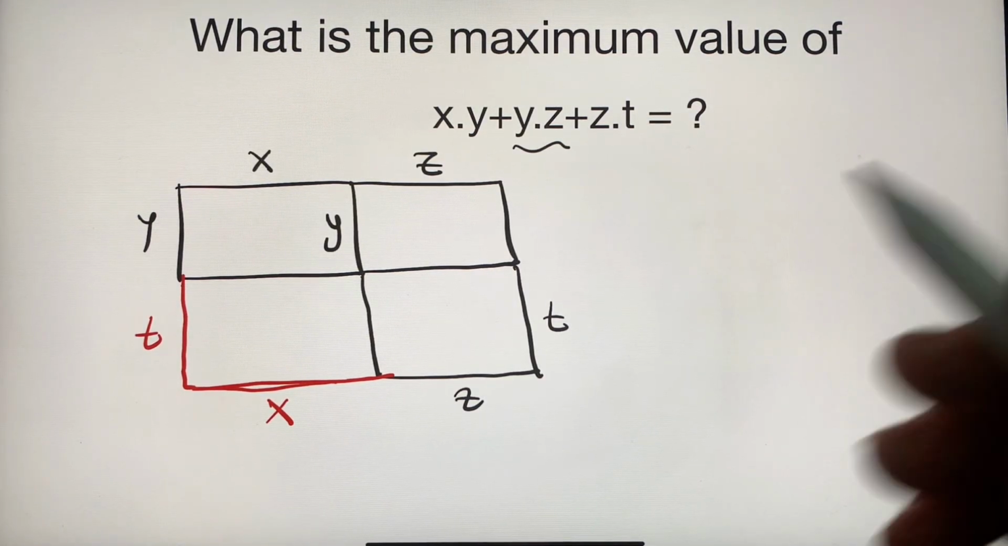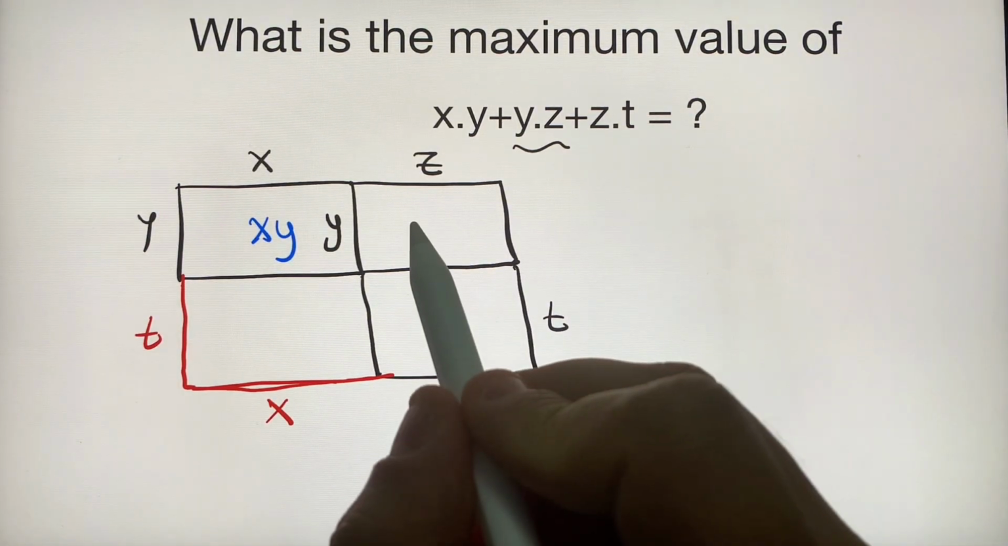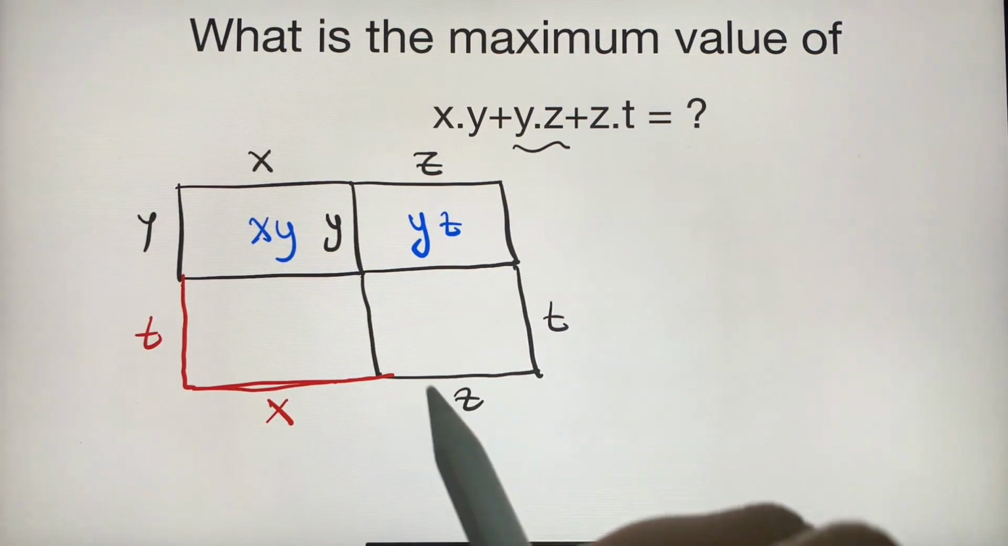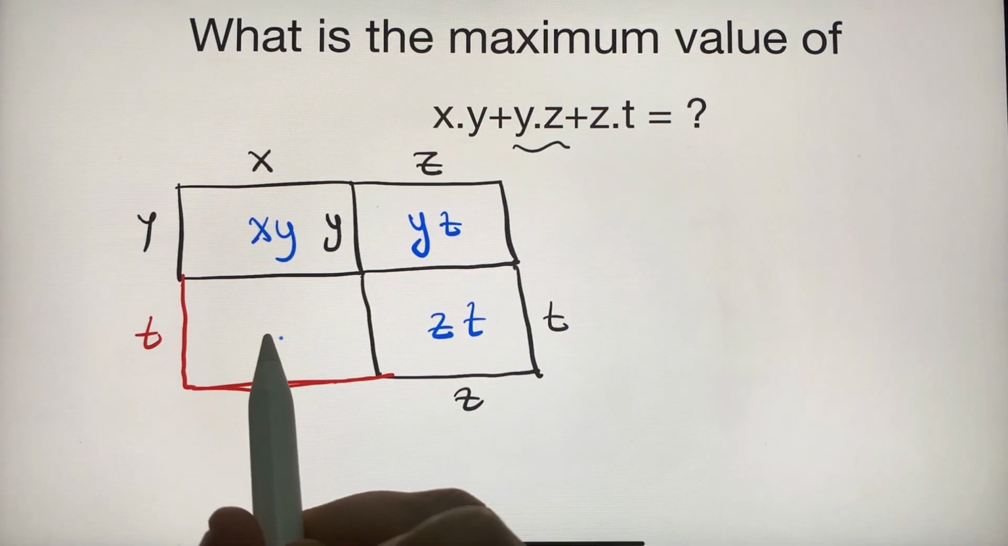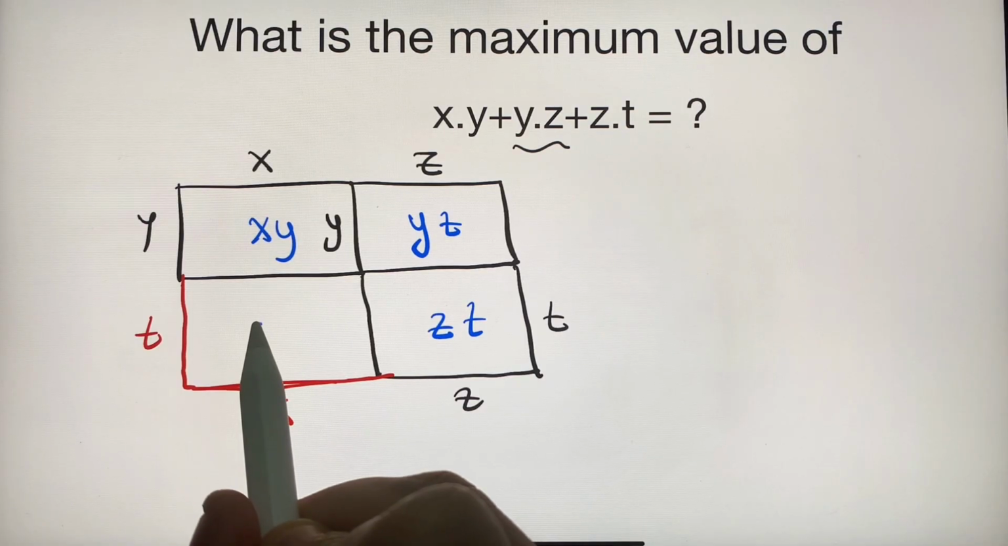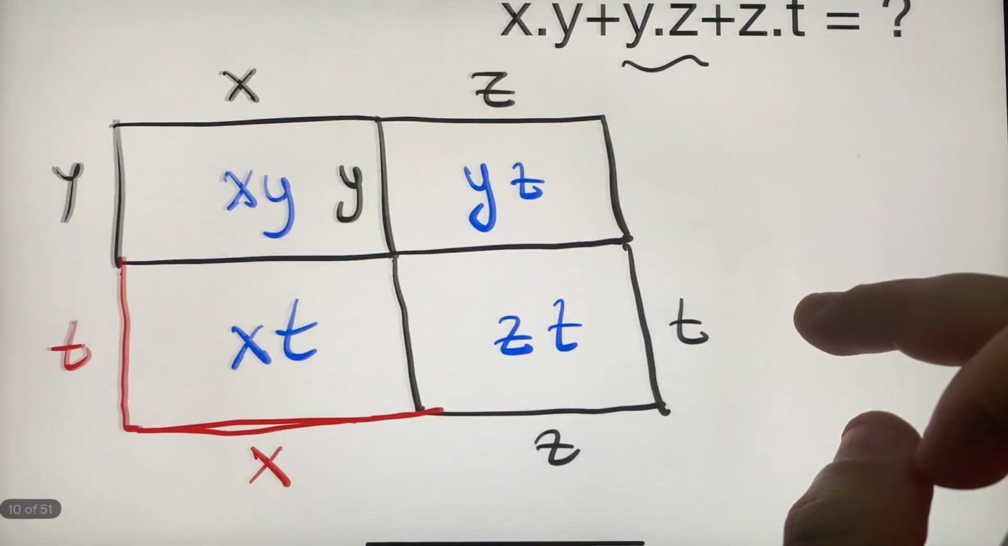Four different rectangles. The area of the rectangle formed here is xy. The area of the rectangle formed here is yz. The area of the rectangle formed here is zt. And the area of the rectangle formed here is xt. If you notice, there is a large structure. Can you see this big rectangle now? What can I say about this?